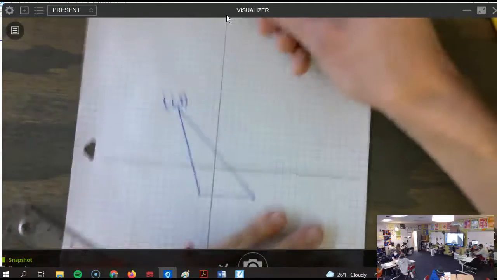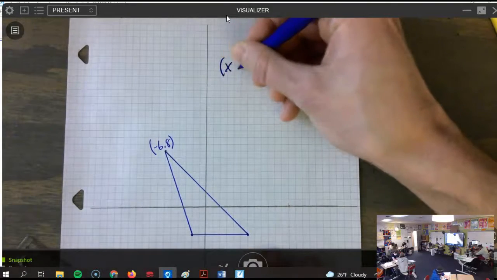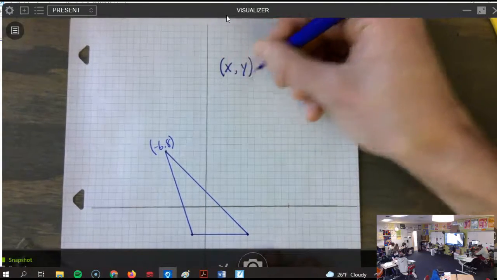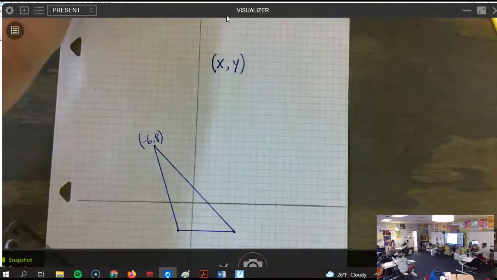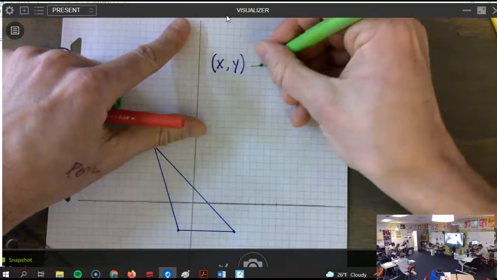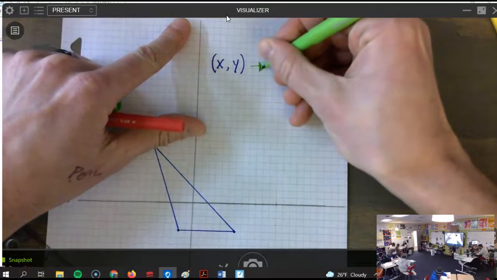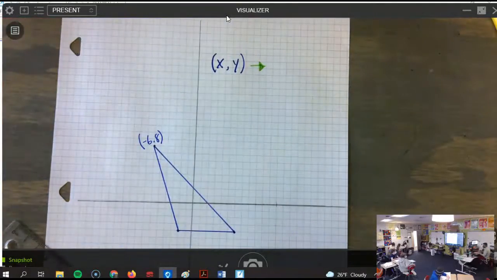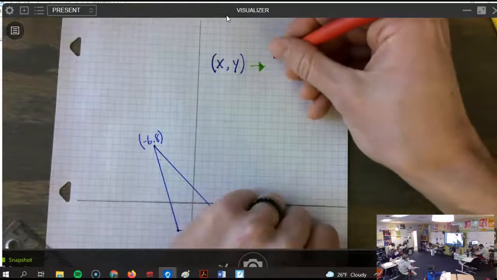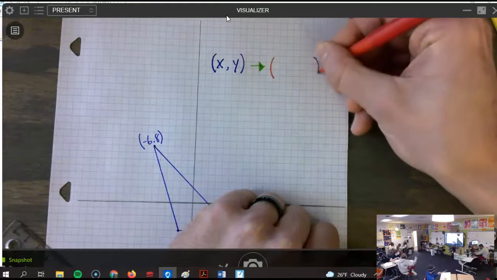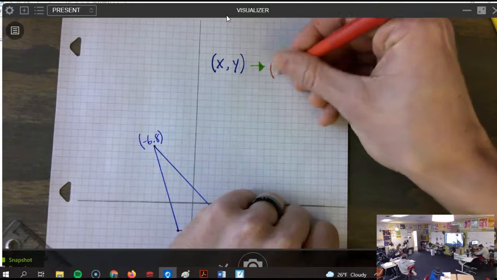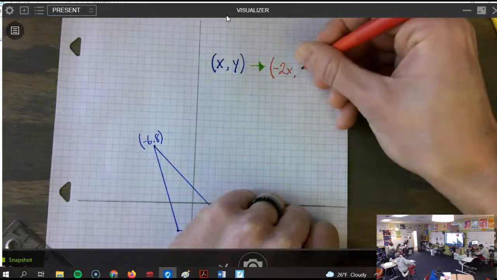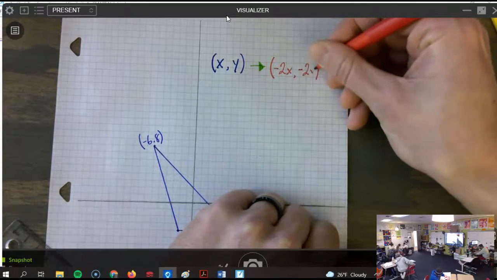My original x, y, and guys, we wrote this on our homework a little bit, is going to turn into, how could I write this? Not just negative x, not just negative x and negative y. Negative 2x and negative 2y.